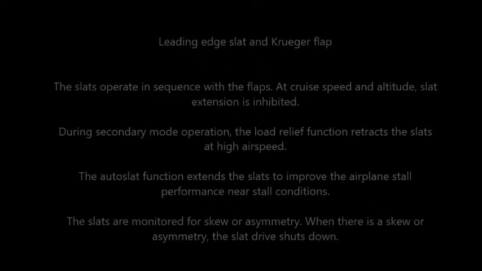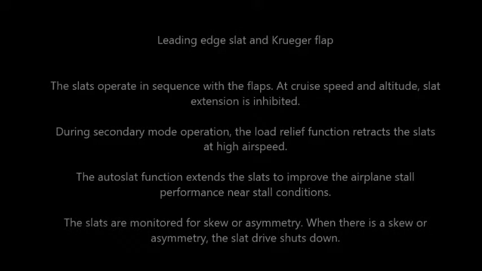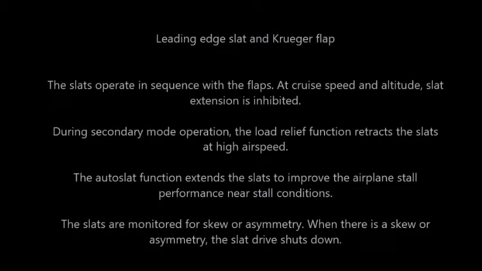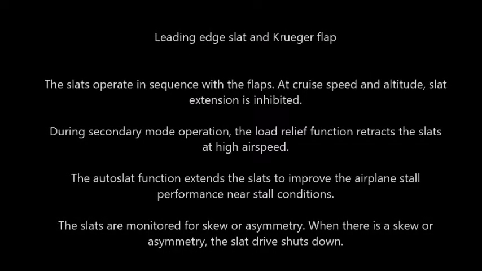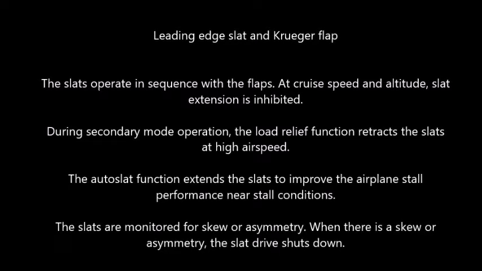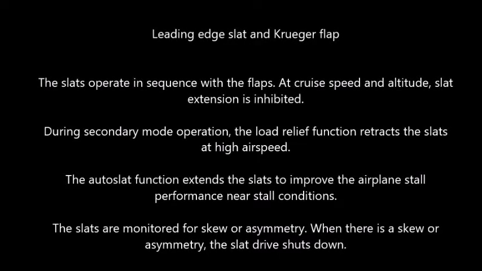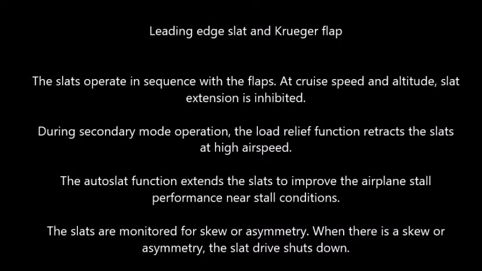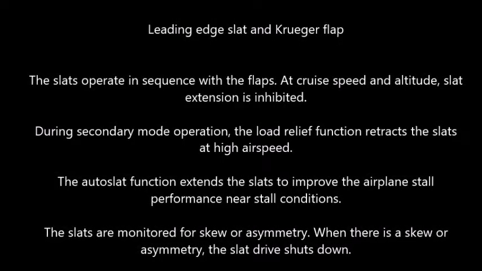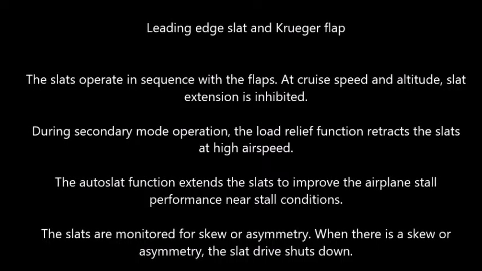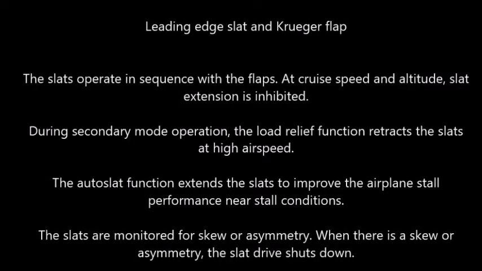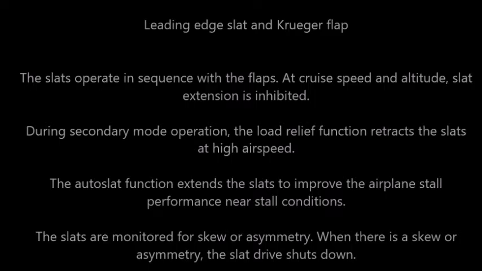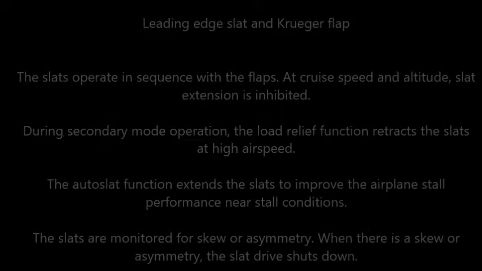The operation of the slats. The slats operate in sequence with the flaps. At cruise speed and altitude, slat extension is inhibited. During secondary mode operation, the load relief function retracts the slats at high airspeed. The auto slat function extends the slats to improve the airplane stall performance near stall conditions. The slats are monitored for skew or asymmetry. When there is a skew or asymmetry, the slat drive shuts down.